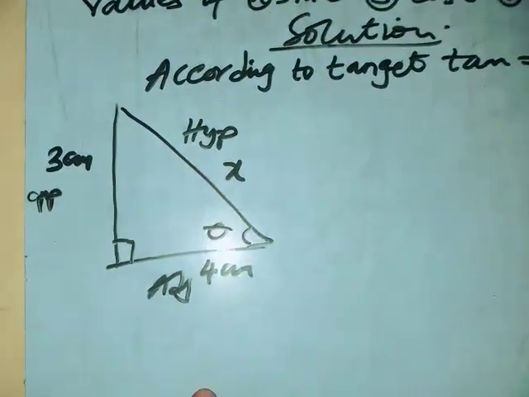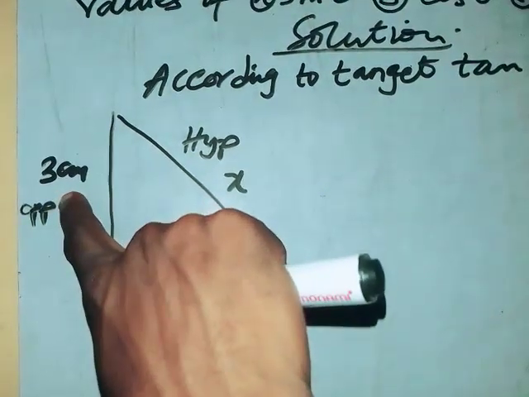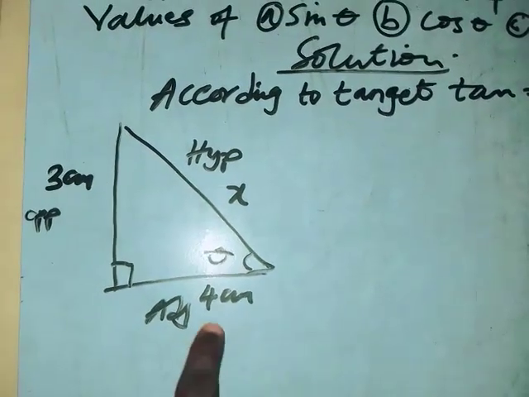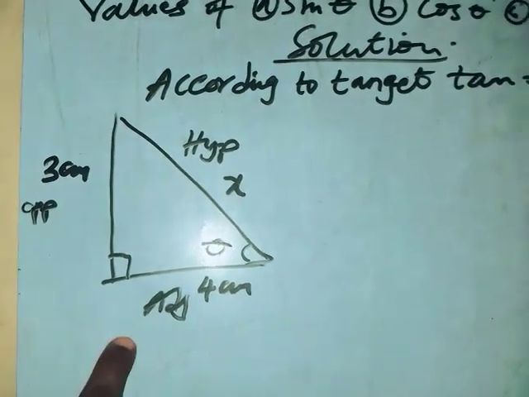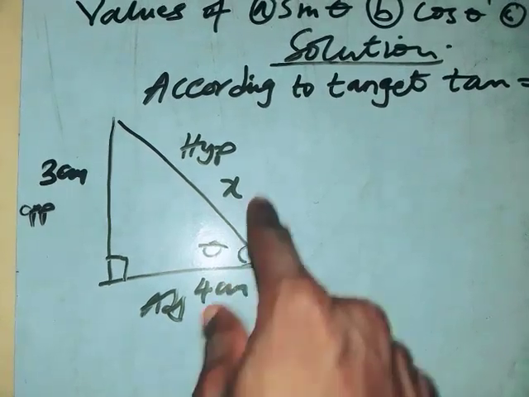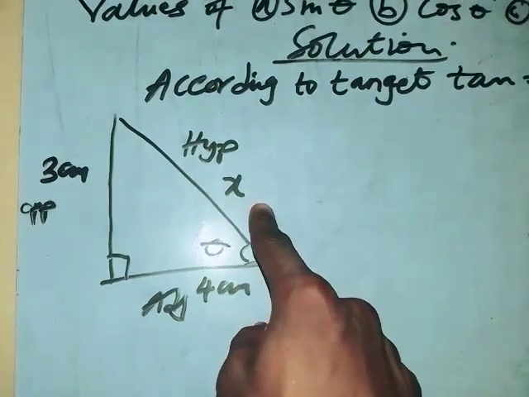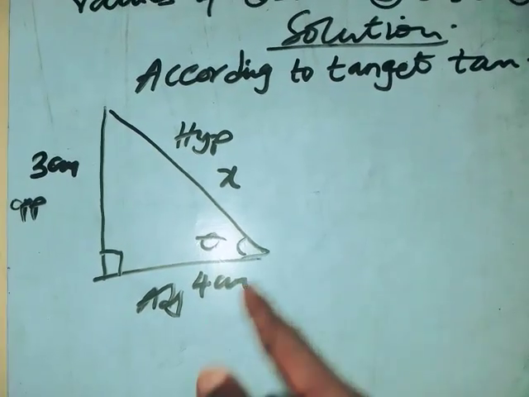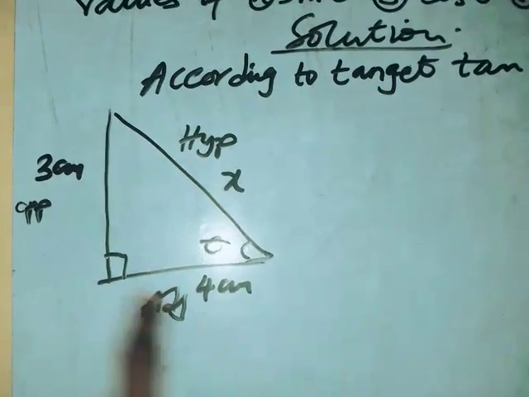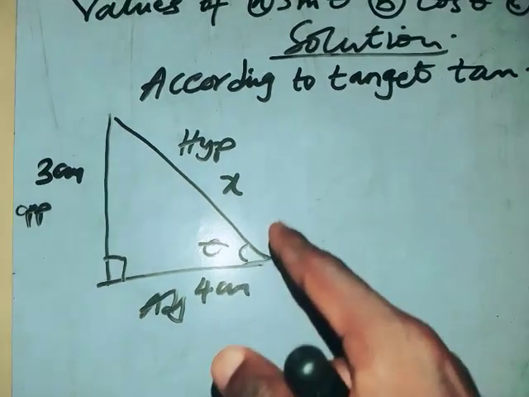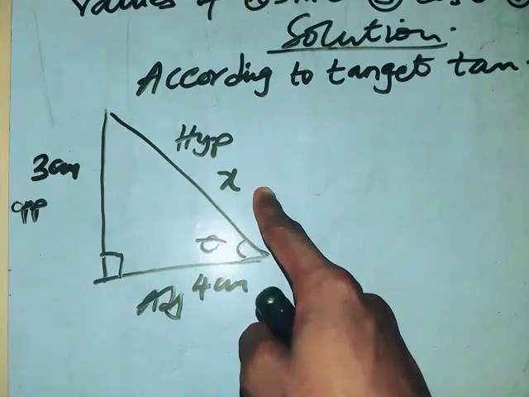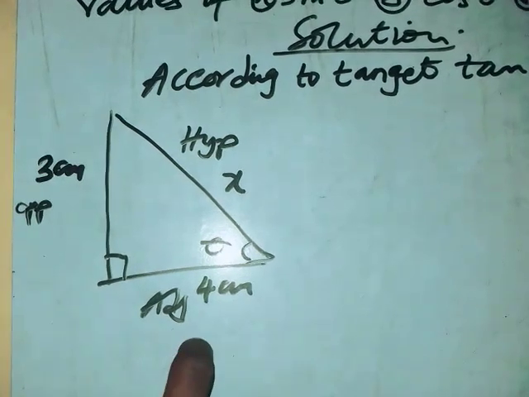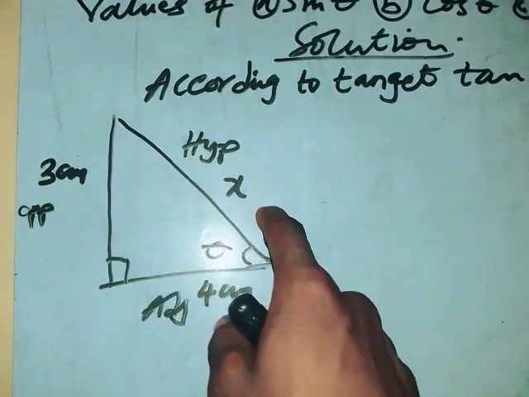Now remember, there is a law that says when two sides are known, you can use what we call the Pythagoras theorem to find the other side. Since we know our opposite, which is 3, and our adjacent, which is 4, and we do not know our hypotenuse, we need to use the Pythagoras theorem. It states that the sum of the squares of the two sides, that is opposite and adjacent, is equal to the square of the hypotenuse.